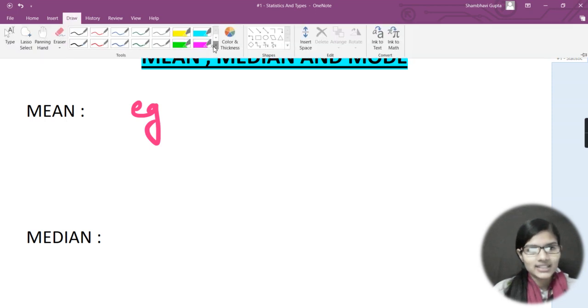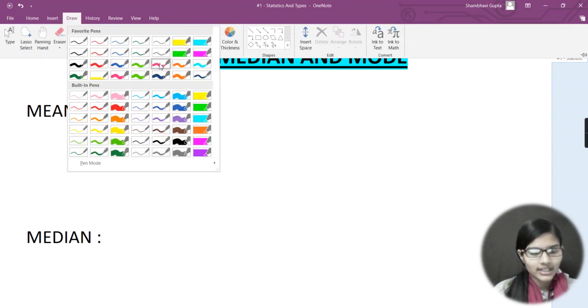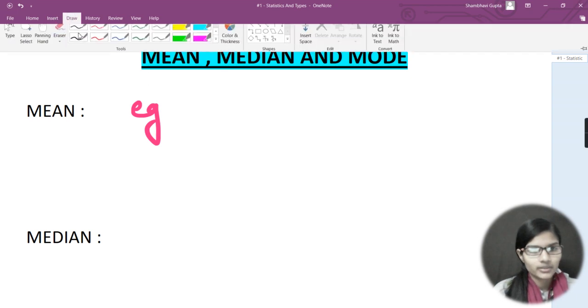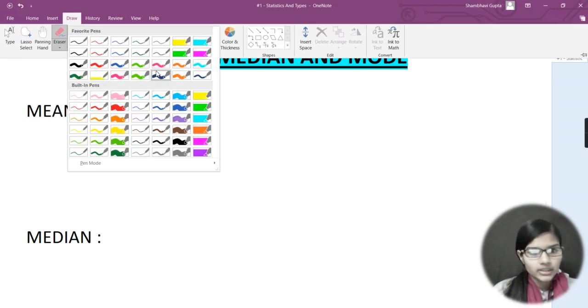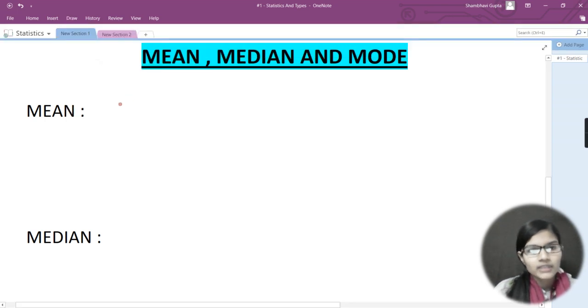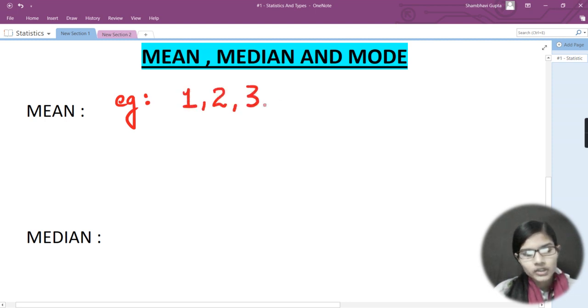Let me take the pen size a little bit smaller, as it is making a mess here. Let's erase it. Okay, now let's take an example for it. I have taken 1, 2, 3, 4 and 5. So I have taken these 5 numbers. Now let's take the mean of that.